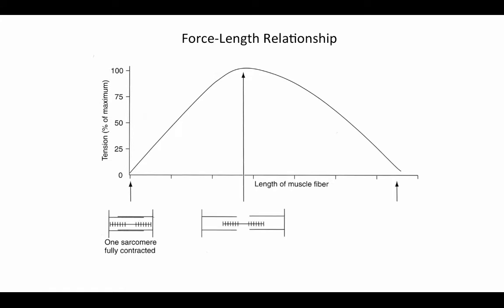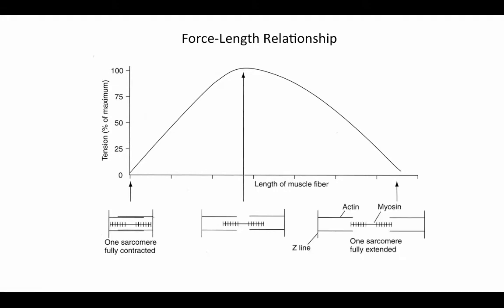If we look at this point of maximum force, what we see here is maximal overlap between these actin and myosin myofilaments. This means that the maximum number of cross bridges can be formed. The amount of force is going to be determined by the number of those myosin heads that are pulling at the same time on the actin. All of those little individual forces will sum to create the maximal total amount of force when you've got this maximum level of overlap between the actin and myosin myofilaments.